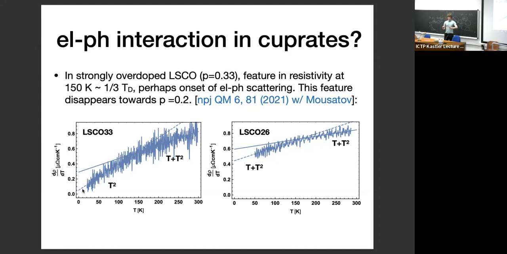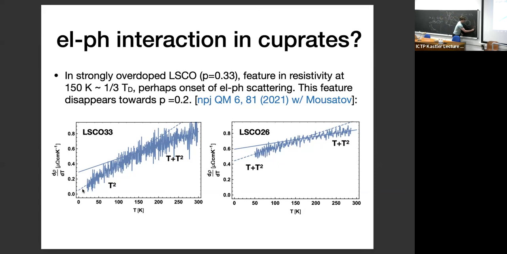Suppose you believe that the electrons here are described by the Hubbard model. Solve the Hubbard model, and then couple it to phonons and ask, do phonons contribute to the scattering or not? Okay. So one way to think about this question, let's not start here. Let's start over here, okay? At some very high doping, let's say 0.33, which is in LSCO. So that's beyond the superconducting dome.